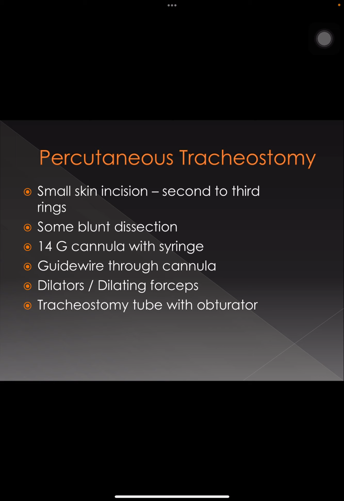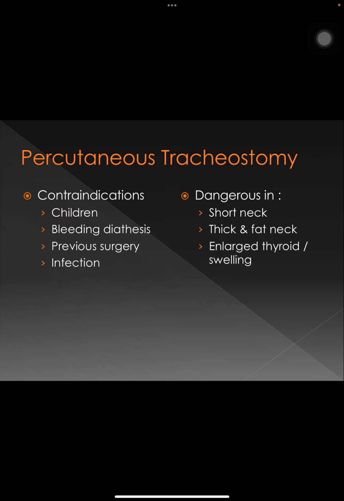Coming to what is percutaneous tracheostomy. Percutaneous tracheostomy is performed using a flexible bronchoscope, and this is the procedure of choice in adults in the ICU who require elective tracheostomy. So here a small skin incision is placed between the second and third tracheal rings. Some blunt dissection is done and a 14 gauge cannula is placed with a syringe. A guide wire is placed through the cannula, and the trachea is dilated using dilating forceps, and a tracheostomy tube is placed with an obturator.